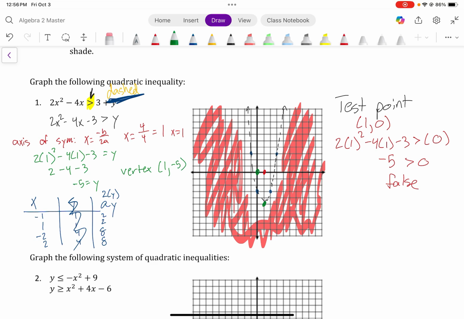All right, so in these problems, you need to have solid or dashed parabolas, depending on your symbol, and you need to have shading, otherwise you will not get full credit.